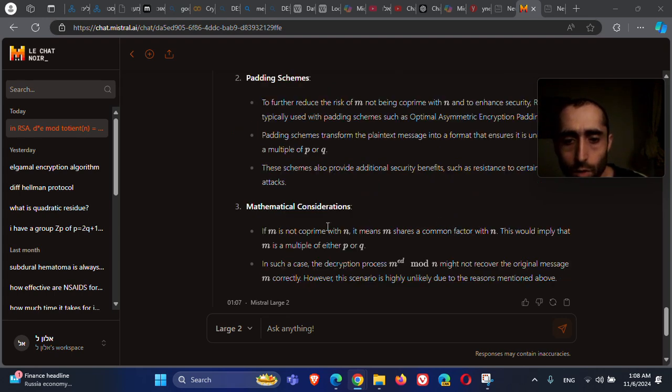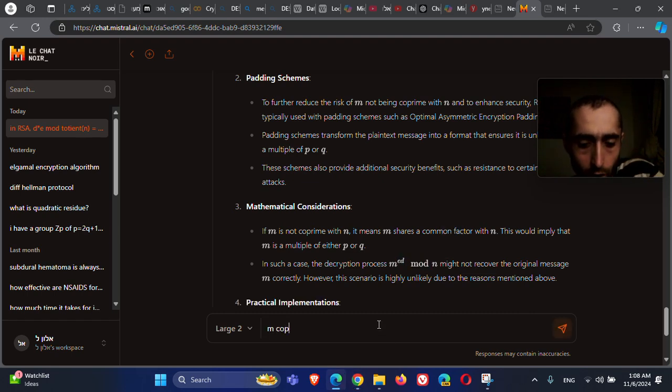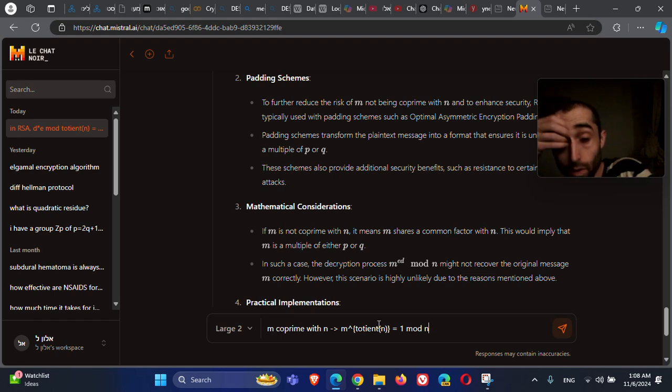Mathematical consideration: if m is not coprime with n, it means that m shares a common factor with n. This would imply that m is a multiple of either p or q. In such cases, the decryption process might not recover the original message m correctly, because we need to rely on m being coprime with n, so that we get m to the power of totient Euler of n equals 1 in mod n. This is Euler's theorem. This holds only if m is coprime with n.